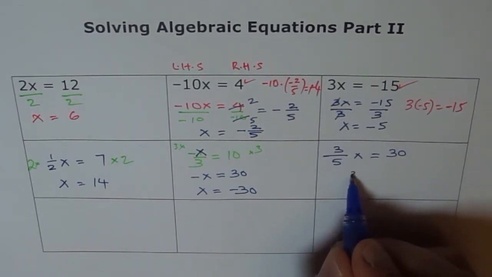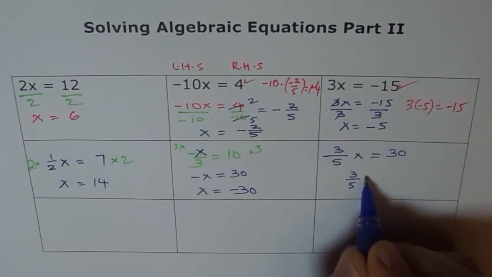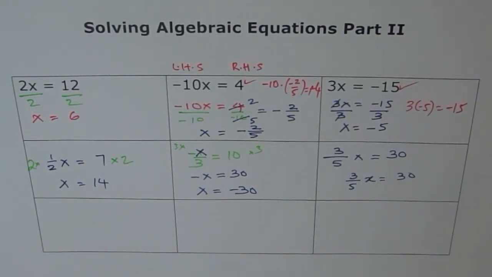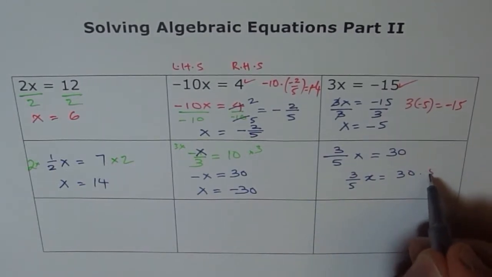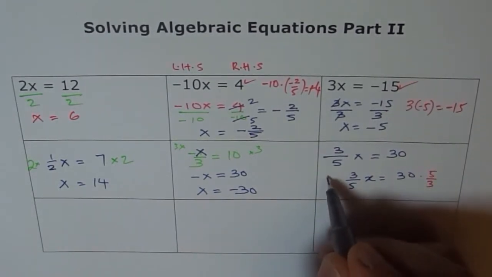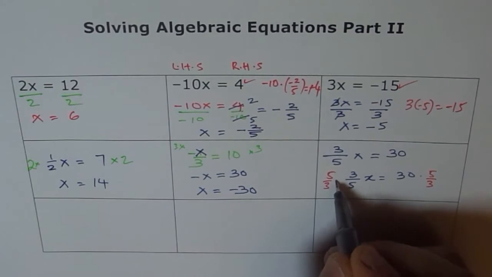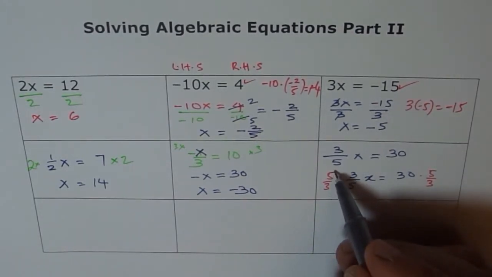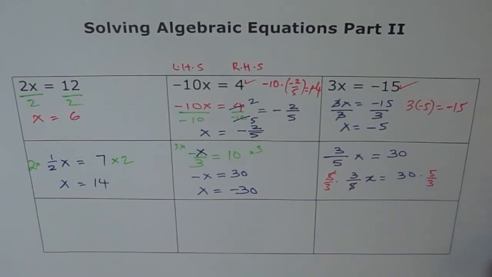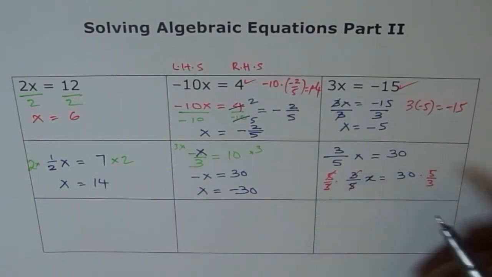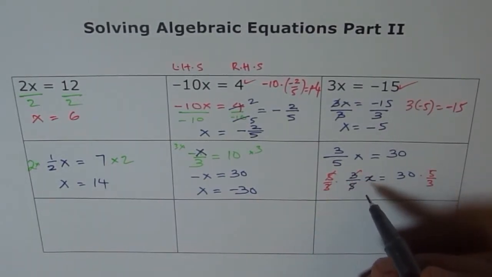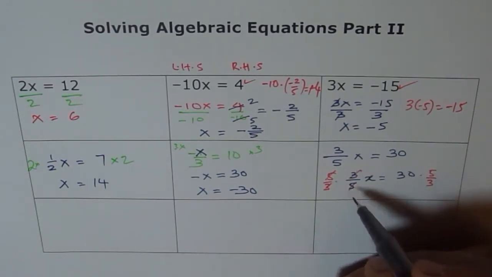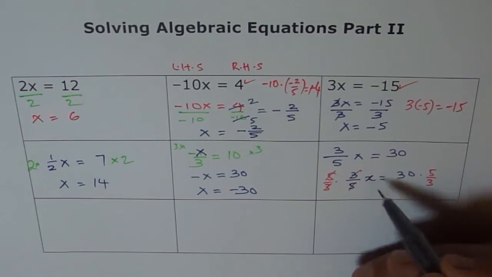So look here. We have 3 over 5 x equals to 30. So what I will do now here is I'll multiply by 5 over 3. 5 over 3 multiply, right? I am using a dot here for multiplication. Now 5 gets into 5 one time. 3 gets into 3 one time. So you get 1. Otherwise you can do 5 times 3 is 15. 3 times 5 is 15. 15 divided by 15 is 1. You are left with x. 1 times x is x.